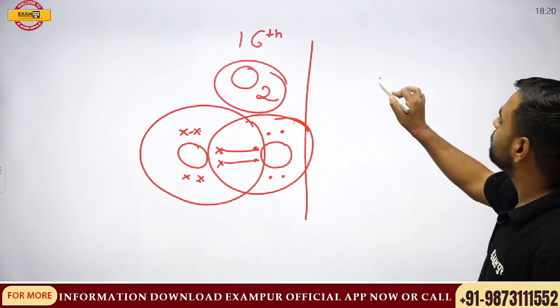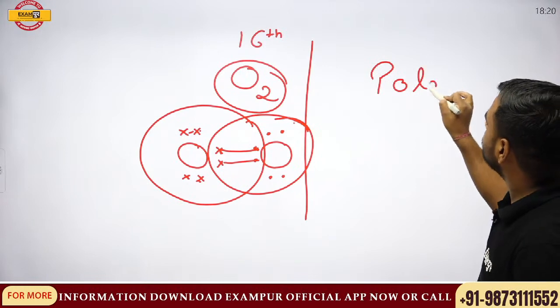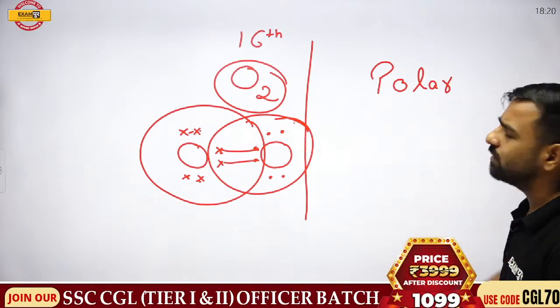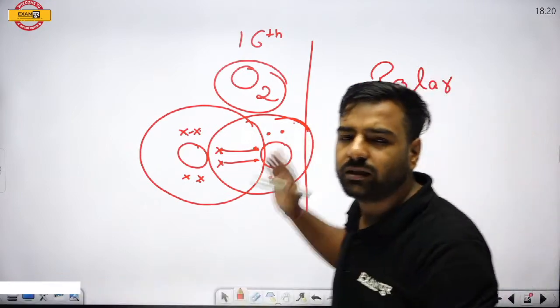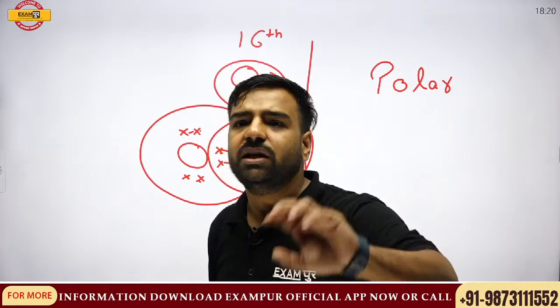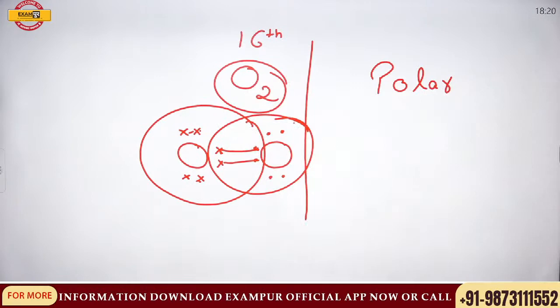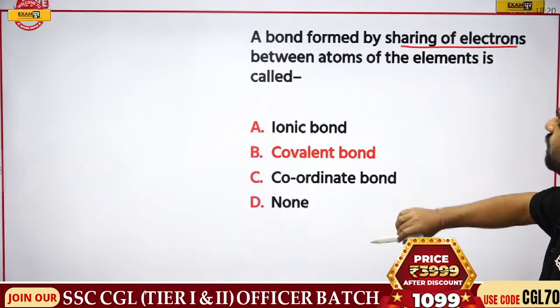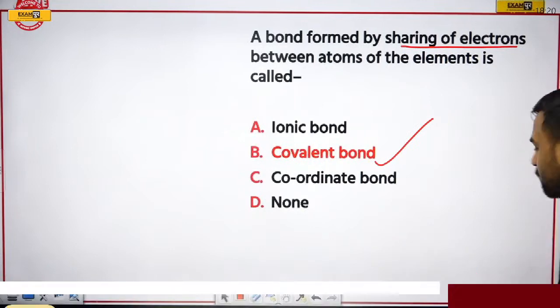Now if I go with this polar and non-polar part, what is polar and non-polar covalent bond? I'll do one thing. We have one more question. I'll go with that over there. But right now, is this particular point clear till the covalent bond? If it is clear, we'll move forward now. So yes, the bond which is formed by sharing of electrons between the atoms of the element is known as covalent bond. So this is also clear.